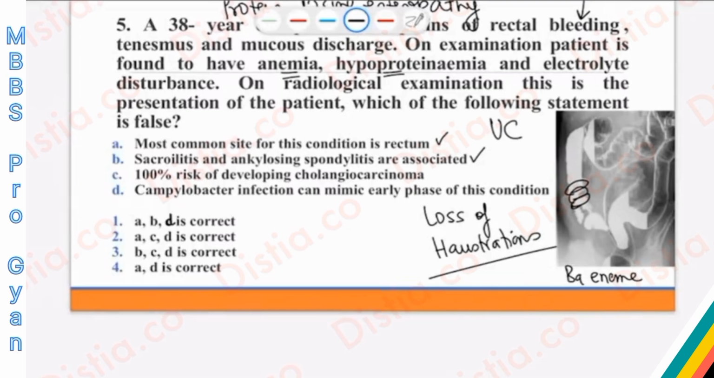C says 100% risk of developing cholangiocarcinoma. You see, people with ulcerative colitis usually tend to develop a colon adenocarcinoma. The incidence of colon cancer is obviously increased in ulcerative colitis. Now, for a person with ulcerative colitis to have two cancers, a colonic cancer as well as a cholangiocarcinoma, is a little unlikely.